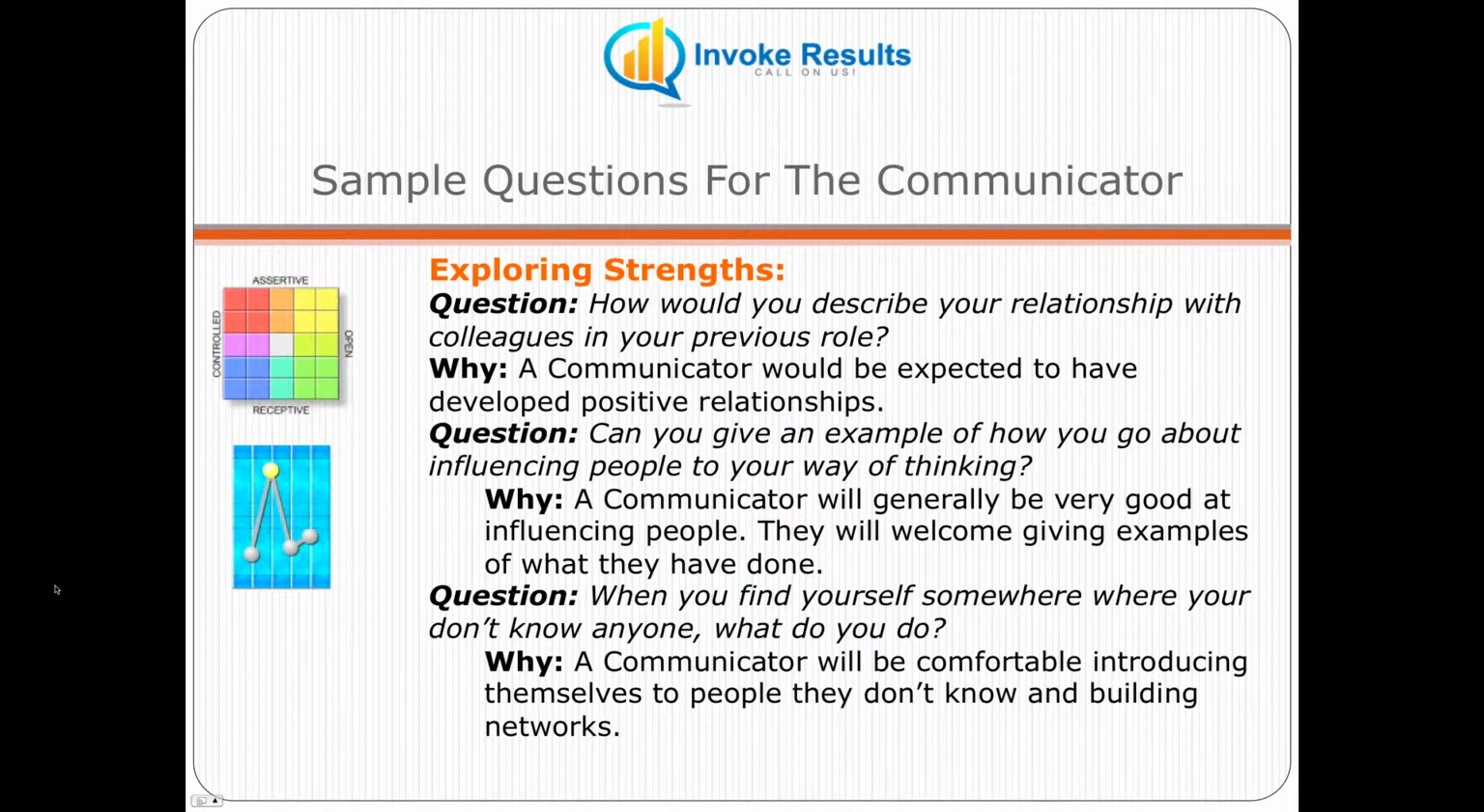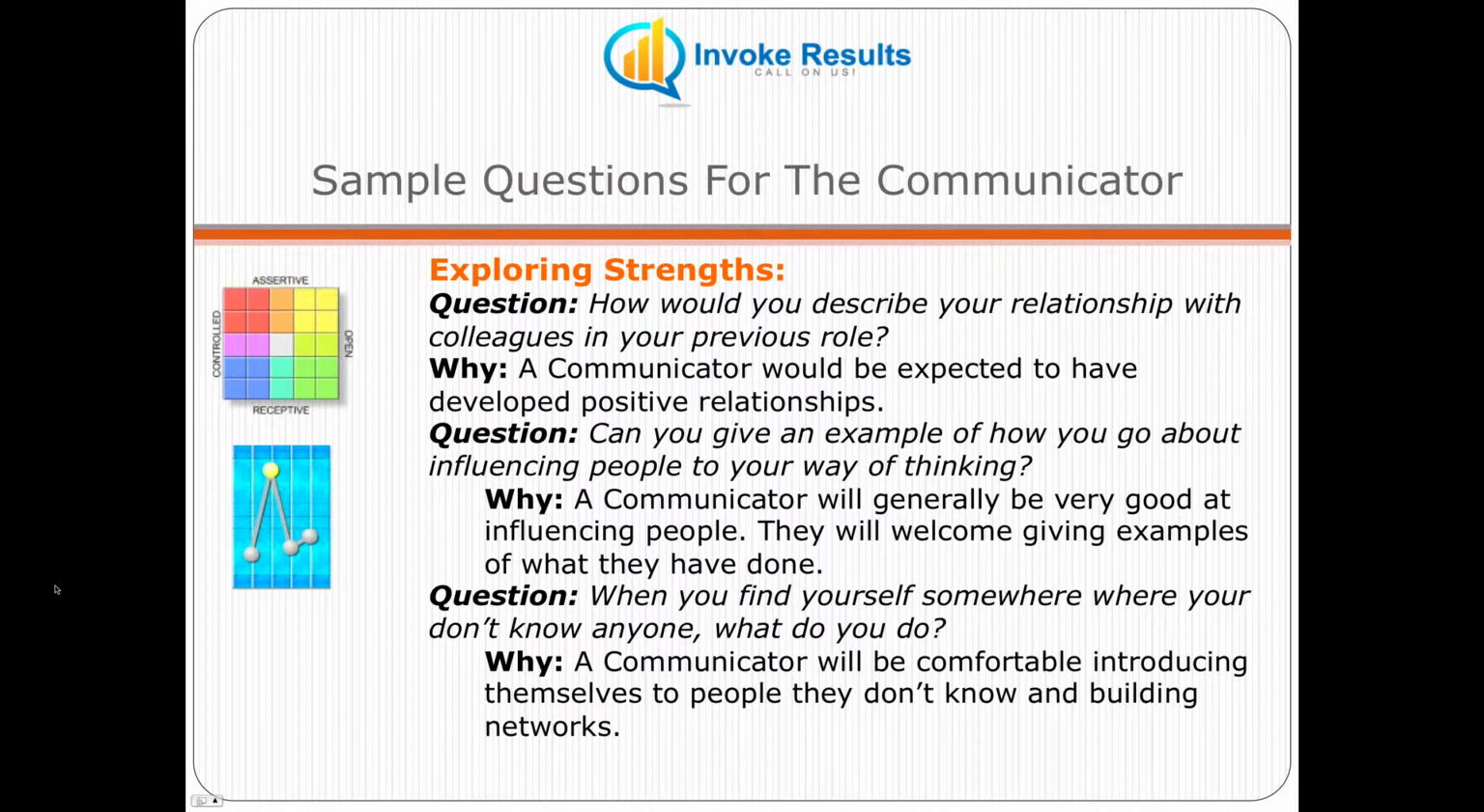So questions, well, exploring some strengths. How would you describe your relationship with colleagues in your previous role? You can expect a communicator would have developed positive relationships. Where they haven't, you can expect that may be a part of why they're looking for a new role in the first place. So explore those relationships, and any signs of why they didn't get on with someone, you might want to explore why and see if that's got something to do with their leaving the role.